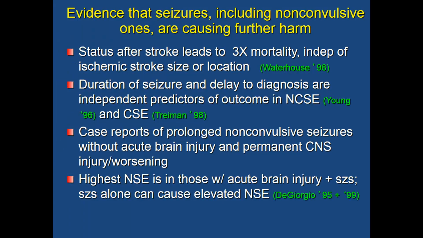The duration of the seizure and delay in diagnosis are independent predictors of outcome in non-convulsive status and convulsive status. The highest non-convulsive status is seen with acute brain injury plus seizures that can elevate neuronal specific enolase.